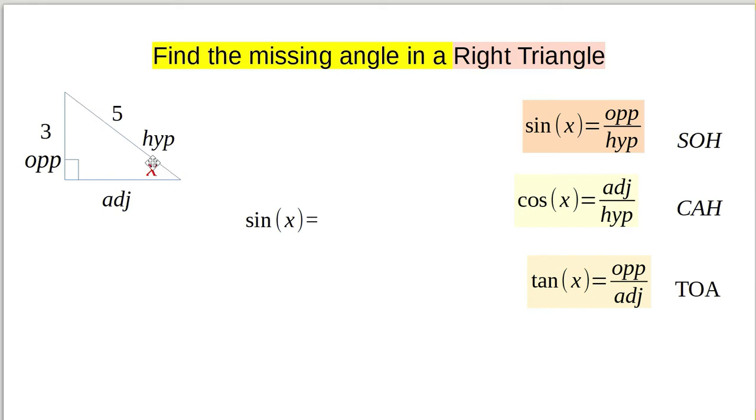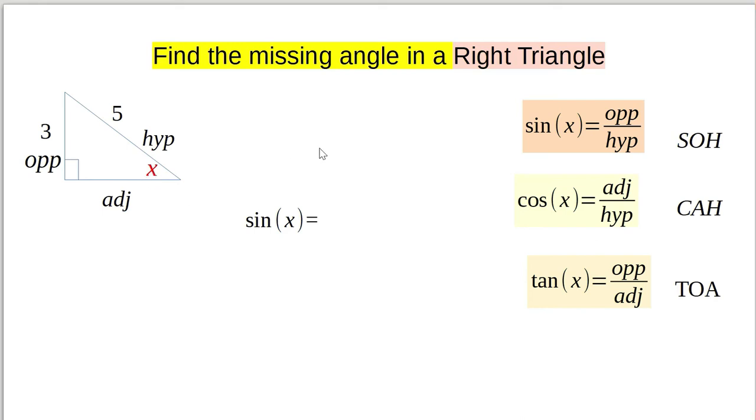The hypotenuse is the longer side of the right triangle, and the adjacent side is the side which is closer to the angle that we are talking about, and the opposite side is the one opposite to the angle. So with our example, the opposite side is this side because we have X here.